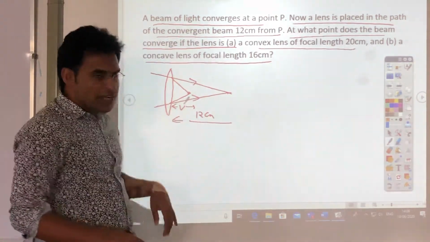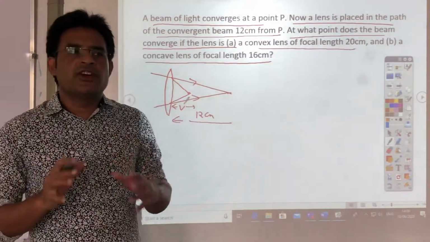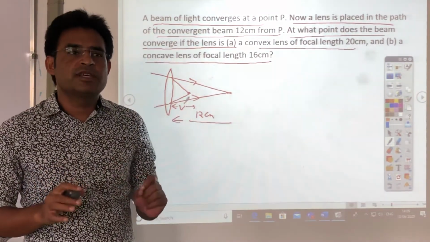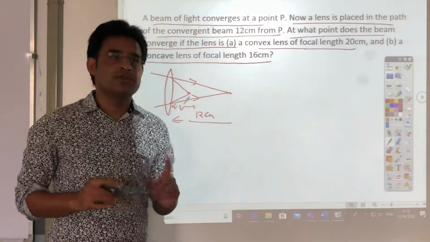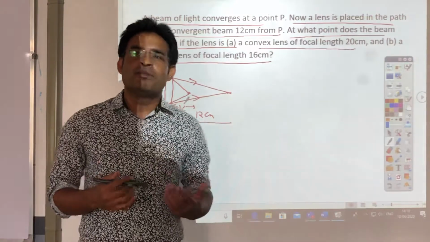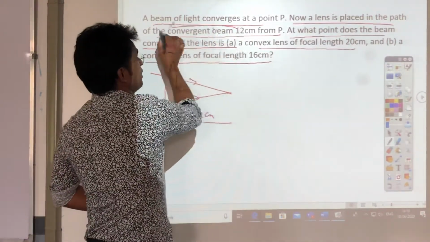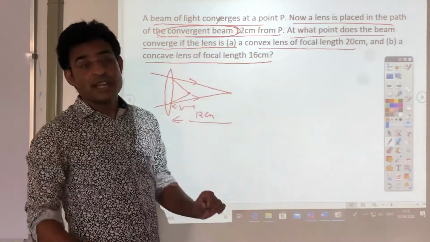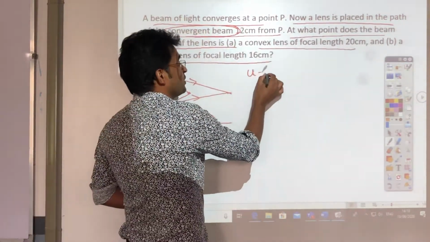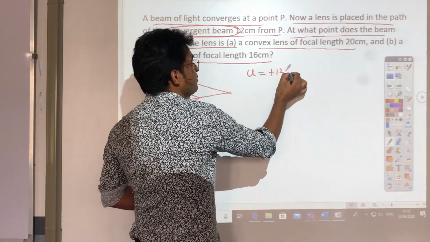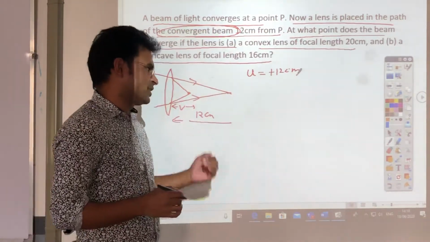Whenever the light rays are converging in nature, the object will be a virtual object. So U should be positive. I told you object distance should be negative, but that is only for a real object. Whenever a question mentions a converging beam, the object must be virtual, and if the object is virtual, the object distance becomes positive. Here the object distance is 12 centimeters, because the object is virtual.